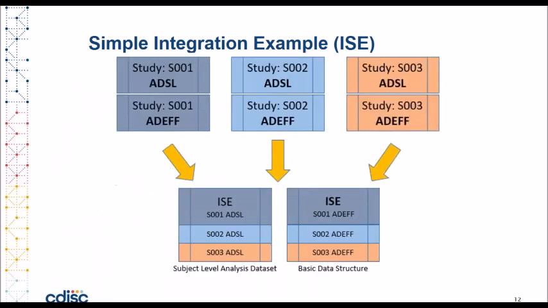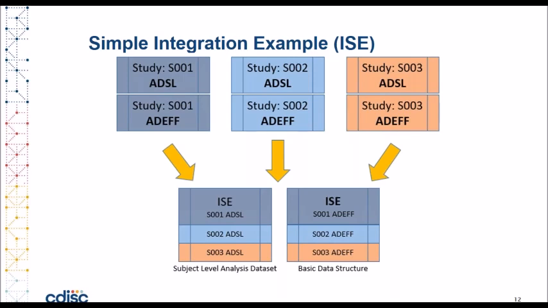And here we're going to see where we've got an ADSL data set and an ADEFF data set in each one of those 3 studies so that we can stack them on top of each other and now have an ADSL data set that has all 3 studies in it and an ADEFF data set that has all 3 studies in it. Okay. So we'll have the integrated version.